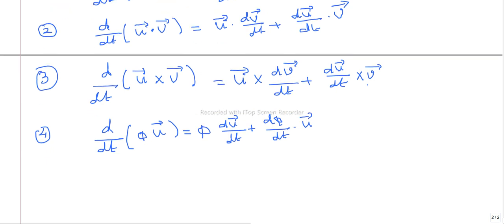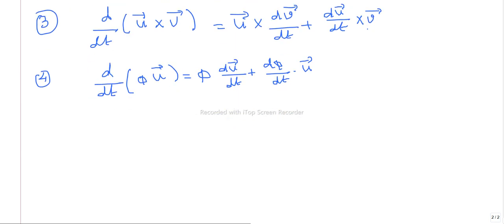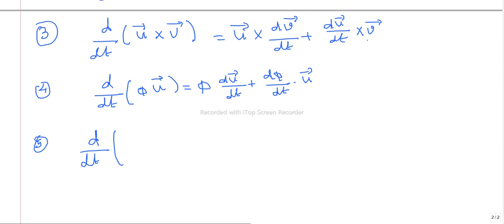So on and so on, so many results are there. Again, similarly, for the quotient of two vector functions, what is the derivative? That is d by dt. The phi is not constant, but it's a scalar valued function. I will define what a scalar valued function is. If the output is a scalar, then we say it's a scalar valued function.